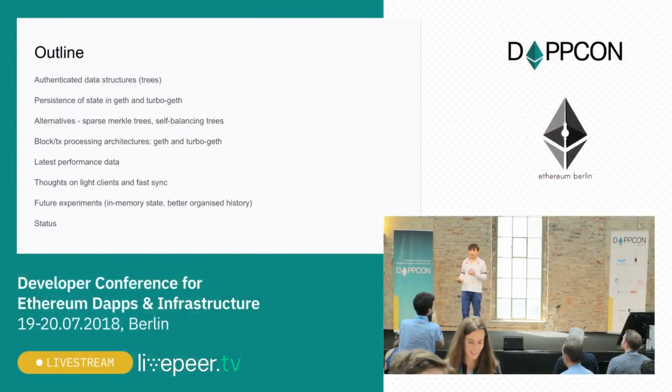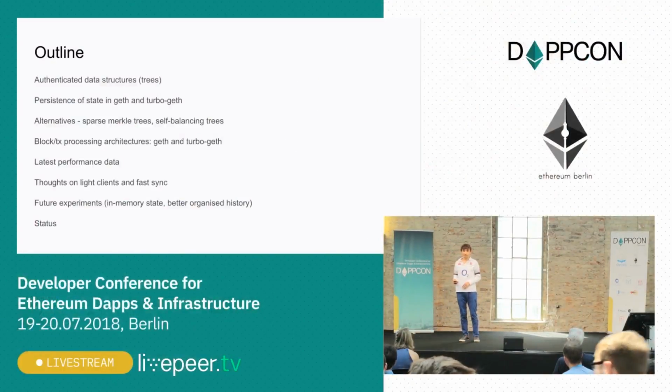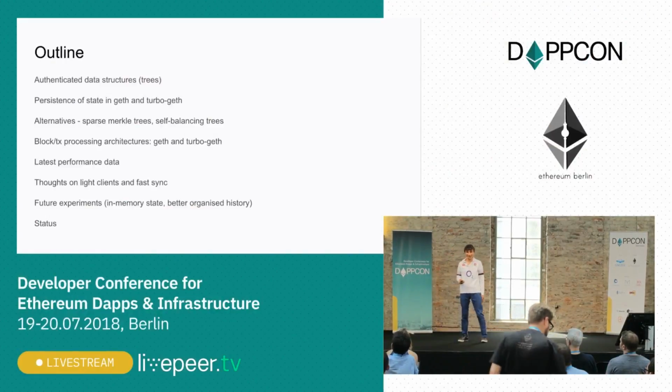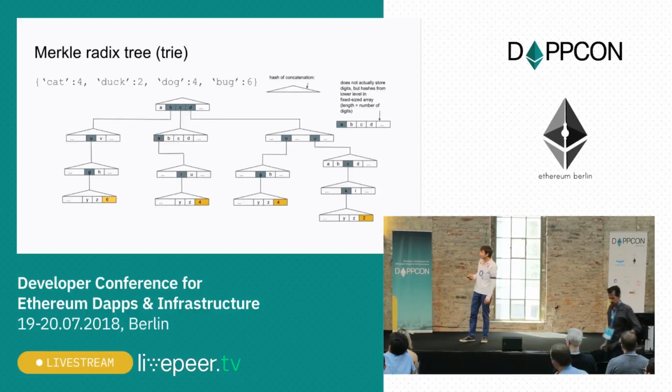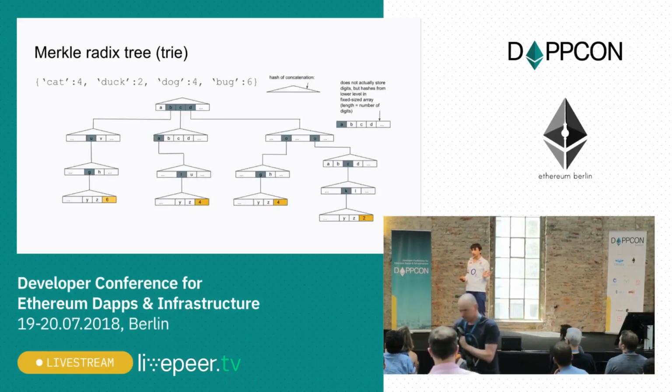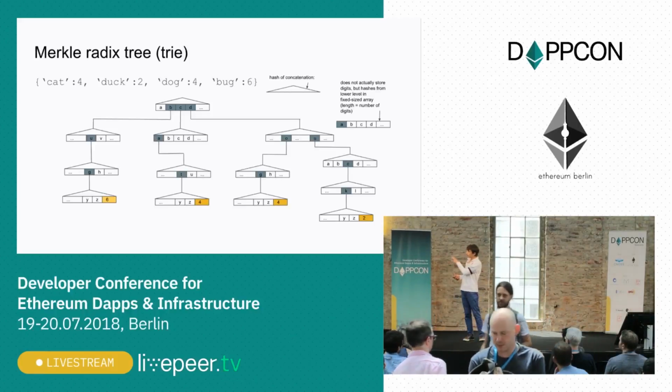So this is the outline. Hopefully that will help you decide whether you want to stay till the end, or whether there is anything interesting there that you want to hear about. Let's go in. I'm not going to go into the Merkle trees, sorted and unsorted, so let's go straight into why this slide is here.